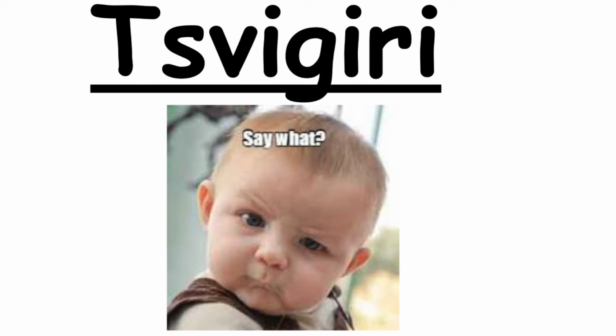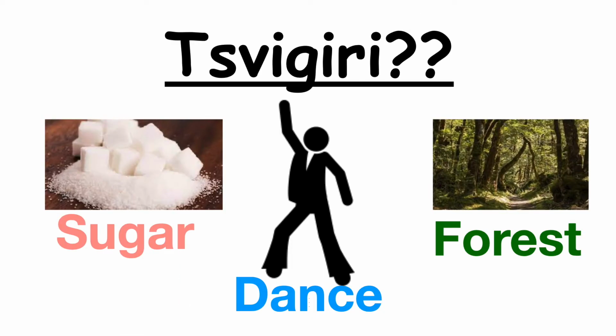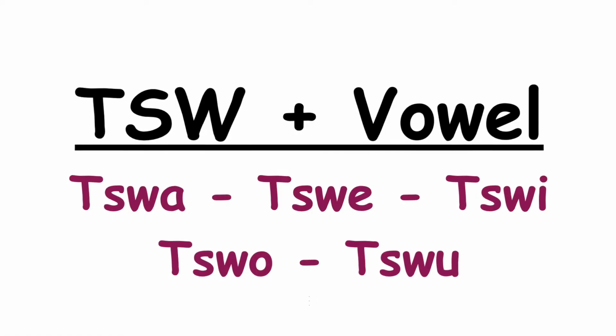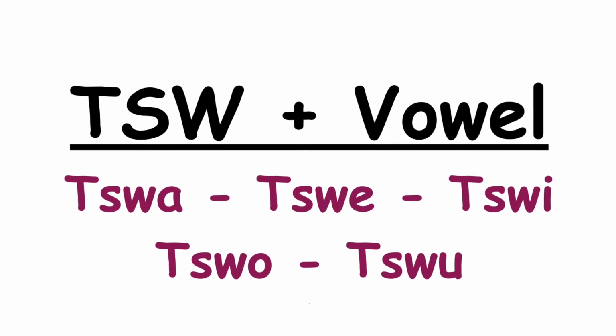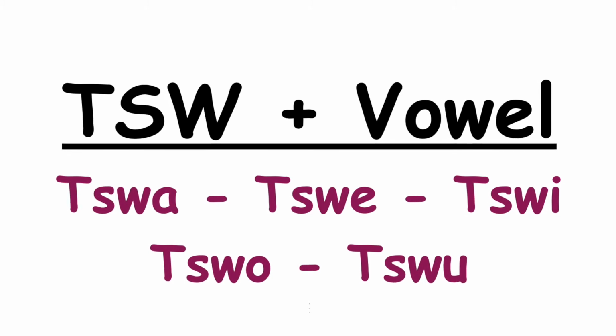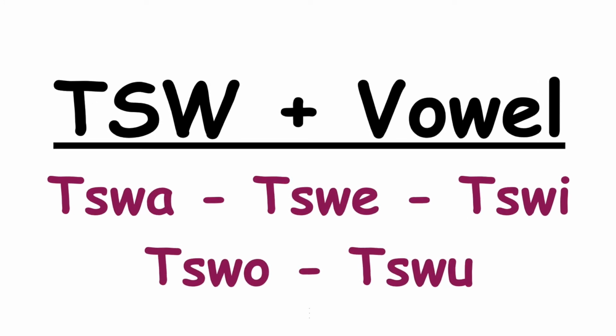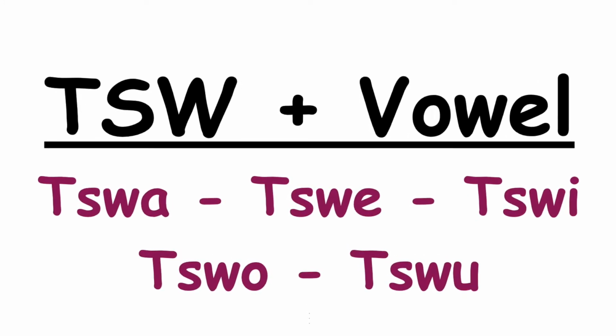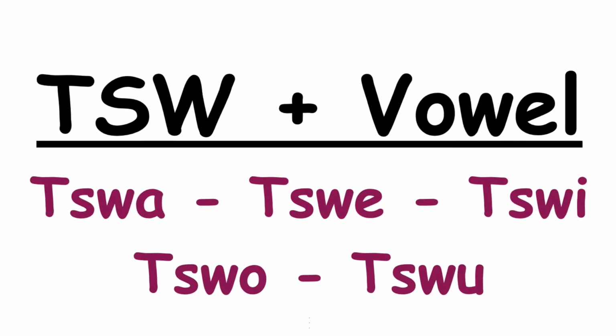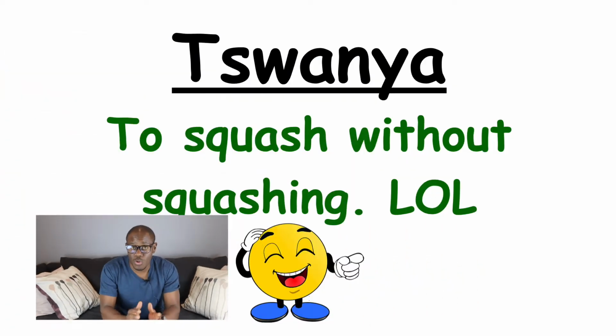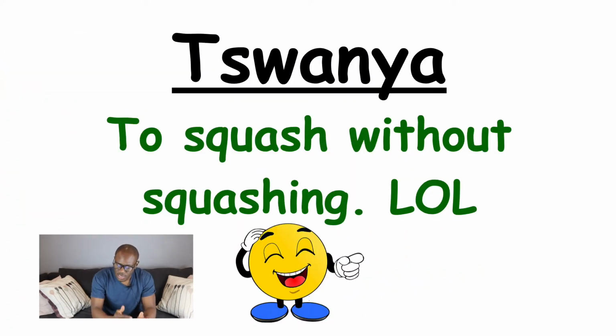So I'm going to actually ask you guys to guess what Tsvigiri means out of these 3 options. Don't worry, at the end of the video I'll be telling you what Tsvigiri means. Okay, moving on next to T, S, W and a vowel. That gives us Tswa, Tswe, Tswi, Tswo, Tswu. A common word we have in Shona here is Tswanya.